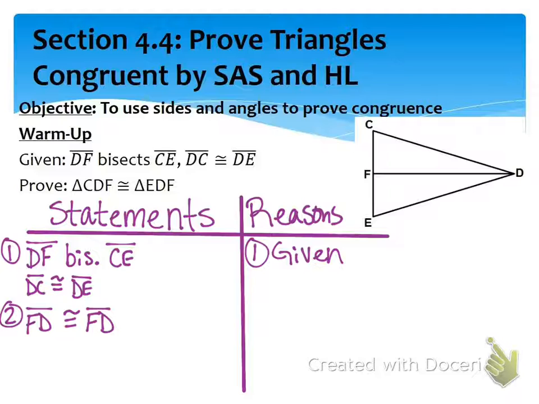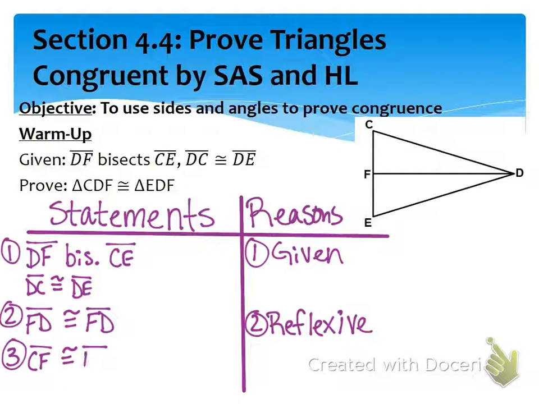Okay. Kara, what's our reason? Reflexive property. Good. So this is our reflexive property. It's important to be able to identify that, even though that didn't have to do with our givens. That's okay. We are going to need that. Majay, what comes from our givens? CF is congruent to FE. Good. So from our givens, we can conclude that CF is congruent to FE. Sydney, do you know why? Good. Definition of a bisector, or definition of bisect.